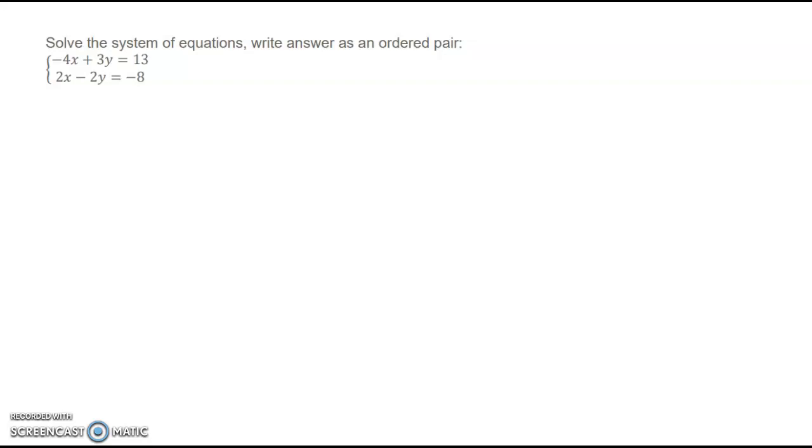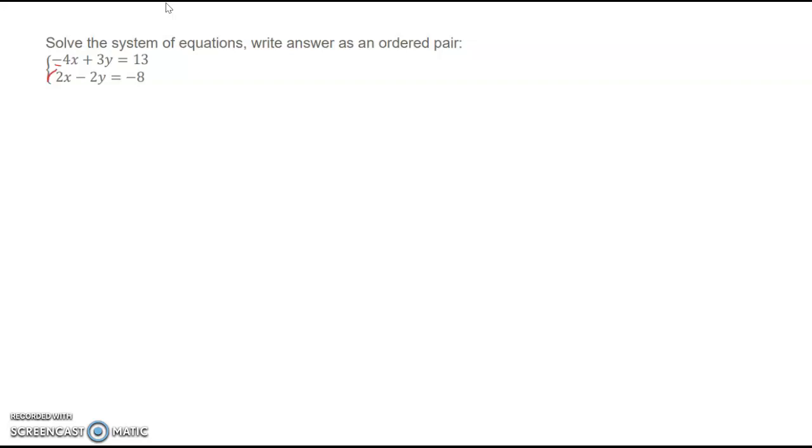We need to solve the system of equations and write the answers in ordered pair. So when we solve a system, we could solve by elimination, we could solve by substitution. In this case, I'm going to solve by elimination. And that's because I can see I've got negative 4x in the top and 2x in the bottom.